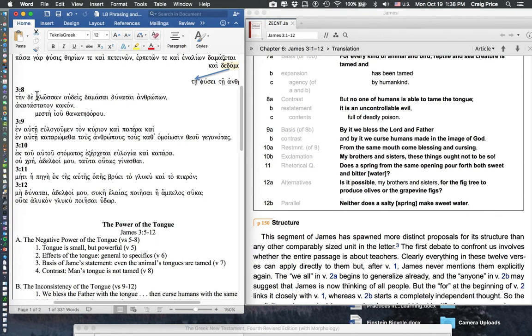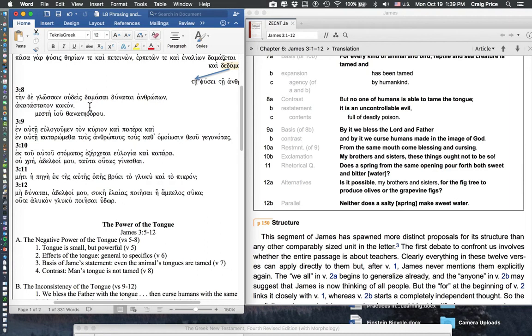But not one of mankind, of men, is able to tame. Did you catch that? Dunatai is able, and here's your complementary infinitive, to tame the tongue. Notice he puts the accusative first. So why would he do that? And you know this already because he's trying to make the point that the object of this, the grammatical object, is the most important thing here. But the tongue, no one of men is able to tame.